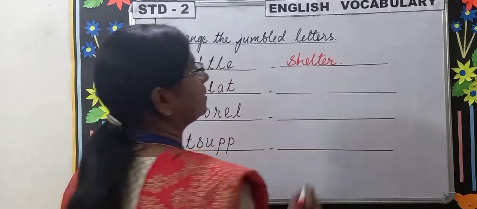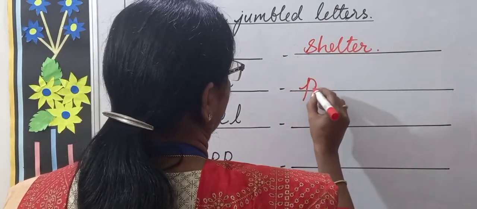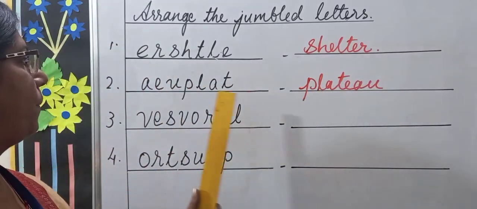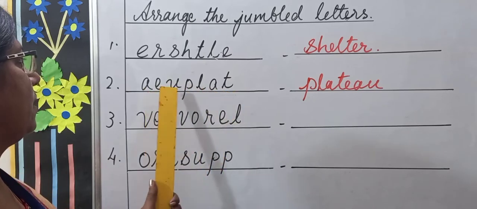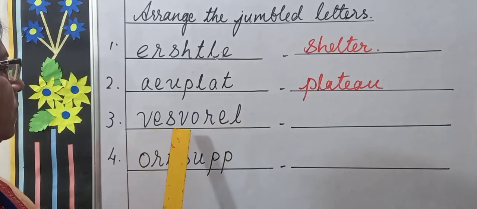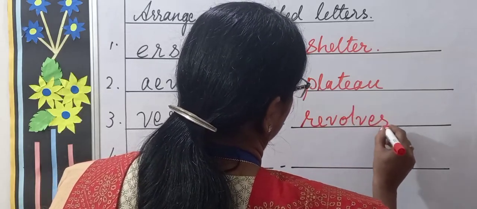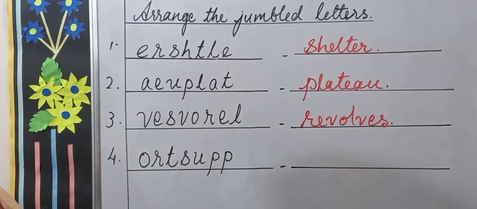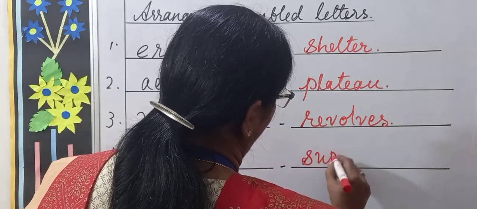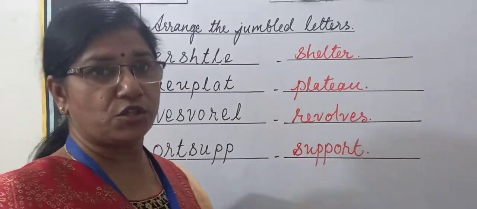S-H-E-L-T-E-R. What is that, children? Shelter. What is the next one? Can you make it out? Next word is plateau. P-L-A-T-E-A-U. Plateau. So, you have to be familiar with the words. Next one, what is this, children? Revolves. Can you say the last one? S-U-P-P-O-R-T. Support. So you have to be familiar with the words to get the answer.